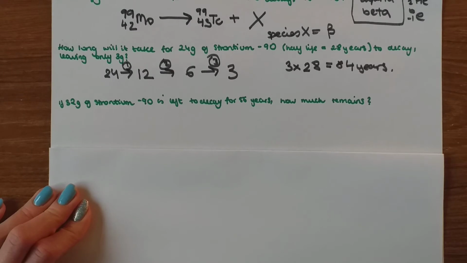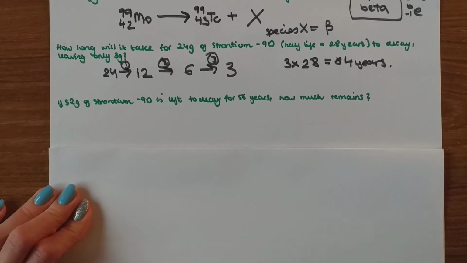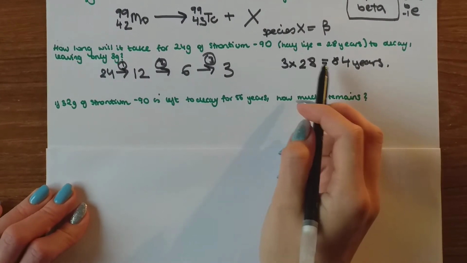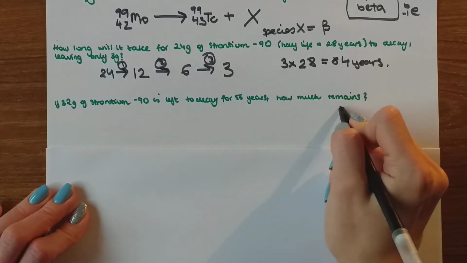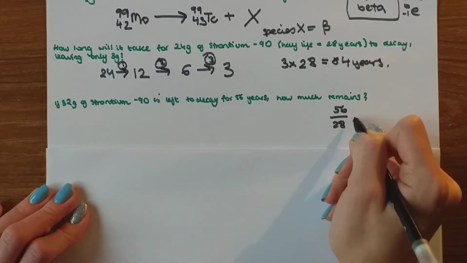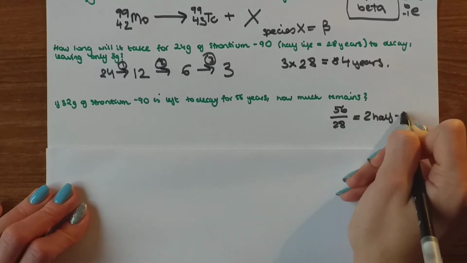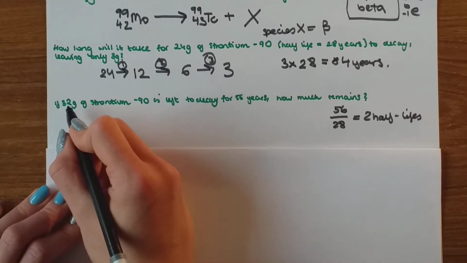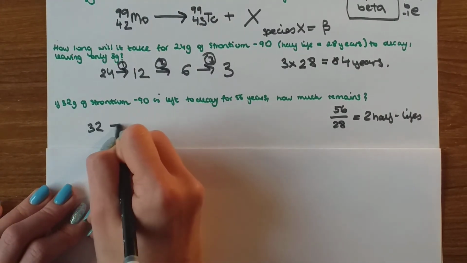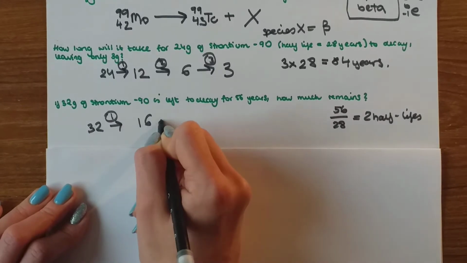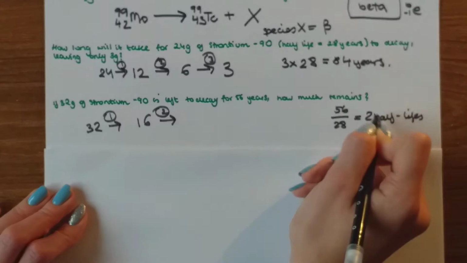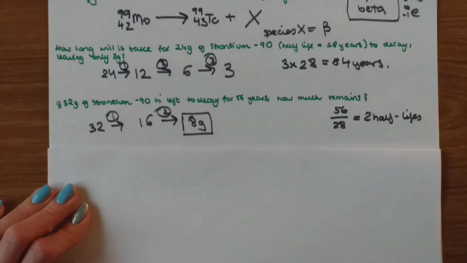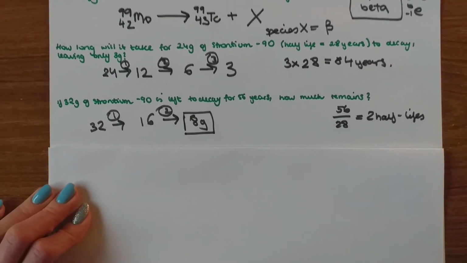If 32 grams of strontium-90 is left to decay for 56 years, how much remains? So we still know that the half-life is 28 years. So during 56 years, we've got 2 half-lives. We had 32 grams at the beginning. After 1 half-life, we've got 16 left. After the second half-life, we've got 8 grams left. And this is our final answer. After 56 years, 8 grams is left.